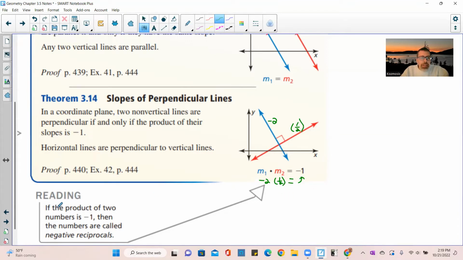So down here it says reading: if the product of two numbers is -1, then the numbers are called negative reciprocals. So you can think of -2/1 as a fraction. -2 is a whole number, but anything divided by 1 is still the same. If I take the negative of a negative, I get a positive, and I take the reciprocal of 2/1, I get 1/2. Okay, so that's what we're talking about when we're talking about perpendicular lines and parallel lines. Slopes are equal. The slopes' product is -1.